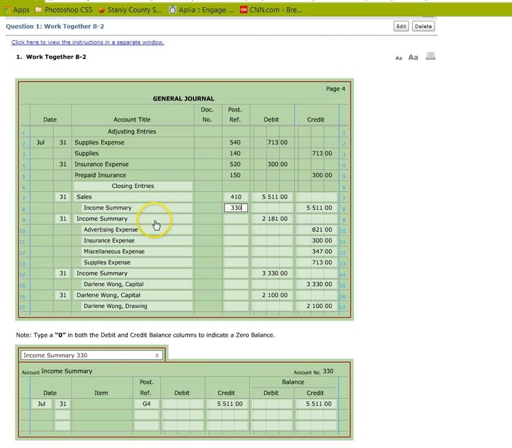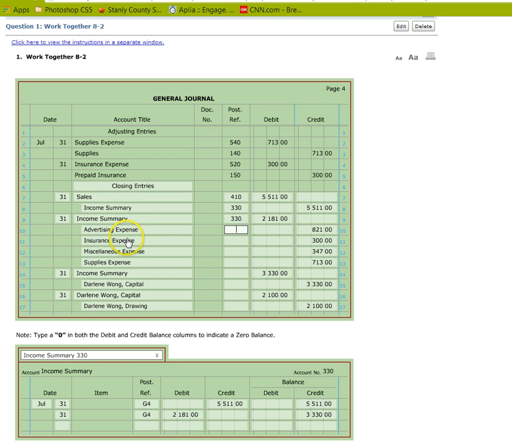Okay, next we're going to have to post income summary again. So I can just say right here, income summary, G4. And this time, income summary was a debit of $21.81. And this represents our expenses. Okay, so $21.81, you can see I had a credit balance, so $55.11 minus $21.81 leaves us a balance of $33.30. Show that you posted that to 330.